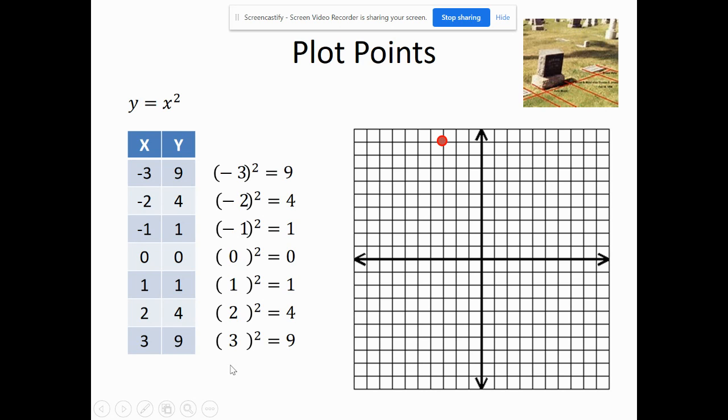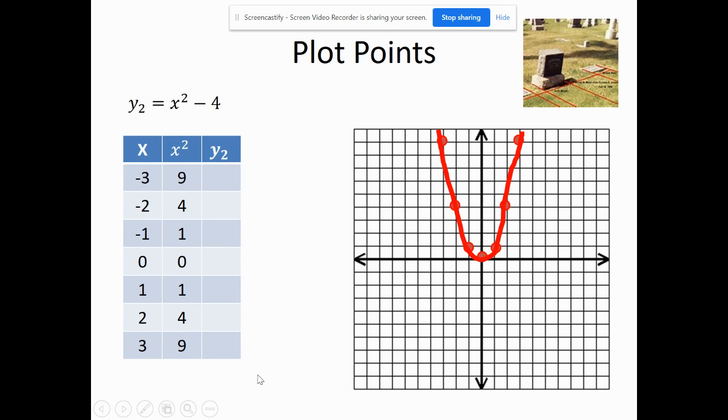And so if I come over here and plot these points, it will look like the following. Those are the points plotted. And so that's what my parabola looks like: y equals x squared. It's a parabola, has the shape right there. So it's kind of pretty straightforward. That's what the graph of y equals x squared is by plotting points.